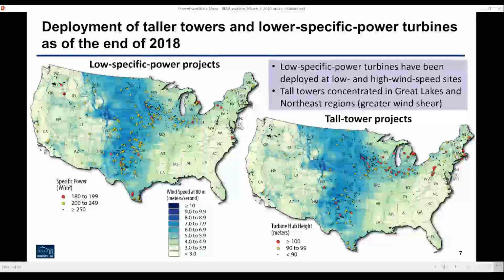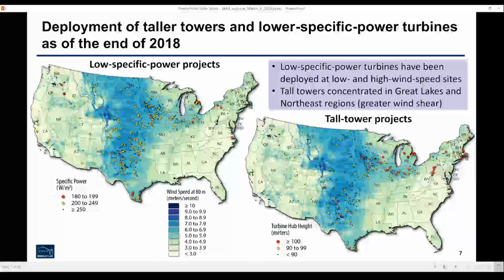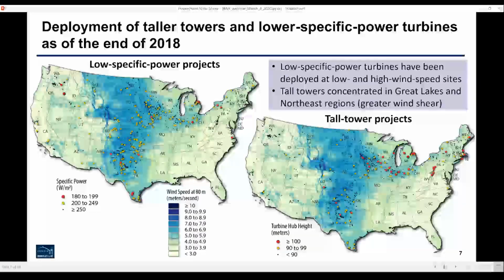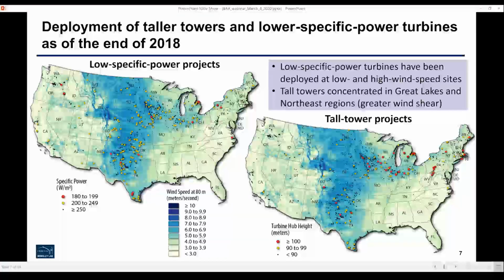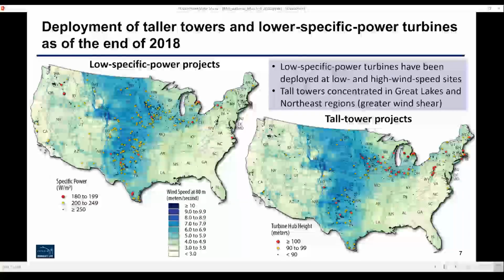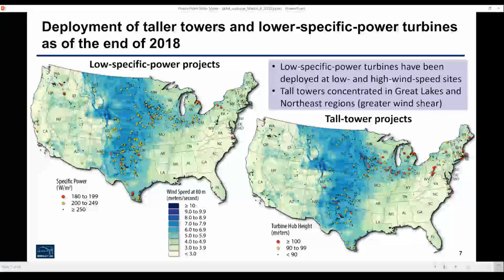Okay, so these 2 maps show where turbines with the lowest specific power ratings and tallest towers are located in the US as of the end of 2018. Low specific power turbines are often thought of as low wind speed turbines, but the map on the left shows that deployment of low specific power projects has really not been limited to low wind speed sites. In fact, most of these projects are in the very windy Midwest and Great Plains regions. The map on the right, meanwhile, shows that the tallest towers tend to be concentrated in the Great Lakes and Northeast regions, where wind shear is typically thought to be the greatest, which in turn makes it worthwhile to build higher.